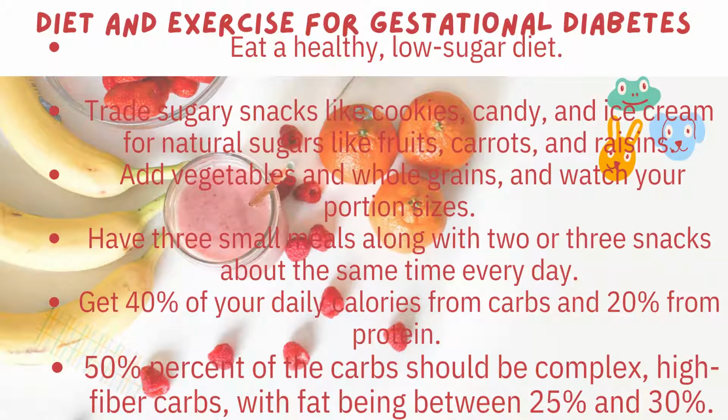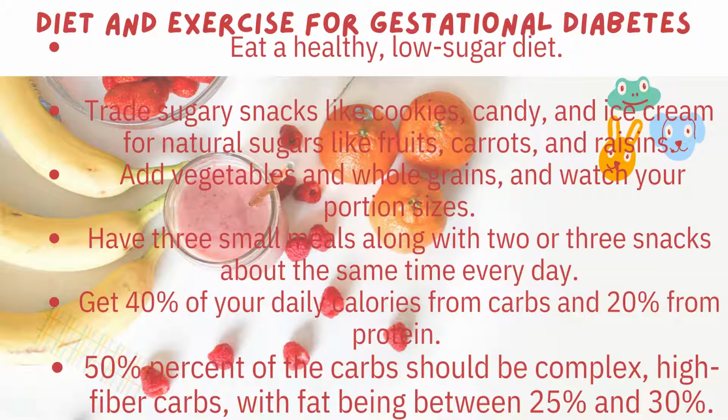Eat a healthy, low sugar diet. Talk to your doctor to be sure you're getting the nutrition you need. Follow a meal plan made for someone with diabetes. Trade sugary snacks like cookies, candies, and ice cream for natural sugars like fruits, carrots, and raisins. Add vegetables and whole grains and watch your portion sizes. Have small meals along with 2 or 3 snacks about the same time every day.